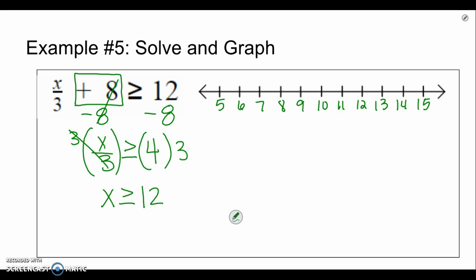This time we're going to have a closed circle on the 12 because it includes 12, and we're going to shade to the right. So x is any number greater than or equal to 12. So x could be 12, 13, 14, 15, or any larger number.